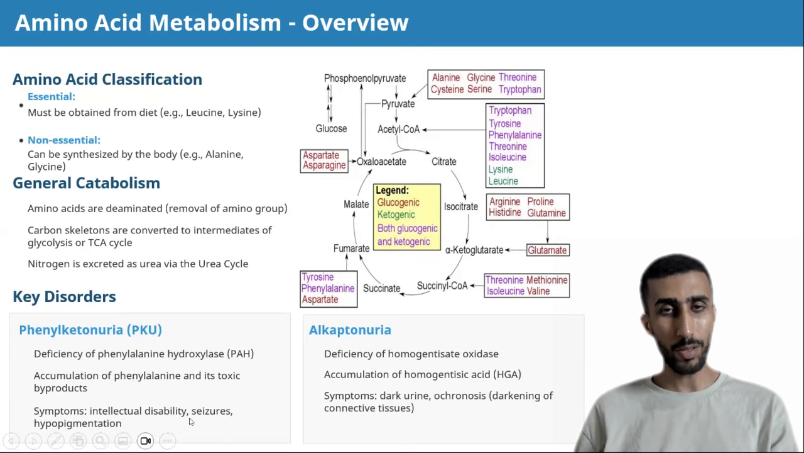So this is a translation of the biochemical derangement into our symptoms: intellectual disability and seizures, hypopigmentation due to deficiency of melanin, and musty body odor. Alkaptonuria means deficiency of homogentisate oxidase. So there is a buildup of homogentisic acid that is going to cause darkening of connective tissue. So it is going to give arthritis and darkening of the body, and also darkening of the urine.